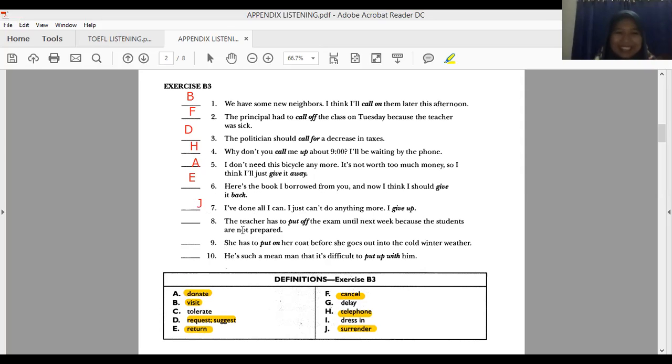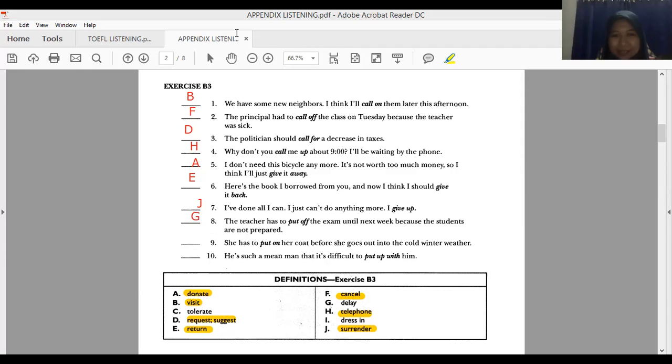Miss Meta again, number 8. The teacher has put off the exam until next week because the students are not prepared. Put off, Miss Meta. We talked about it before. Delay. Delay, it is.